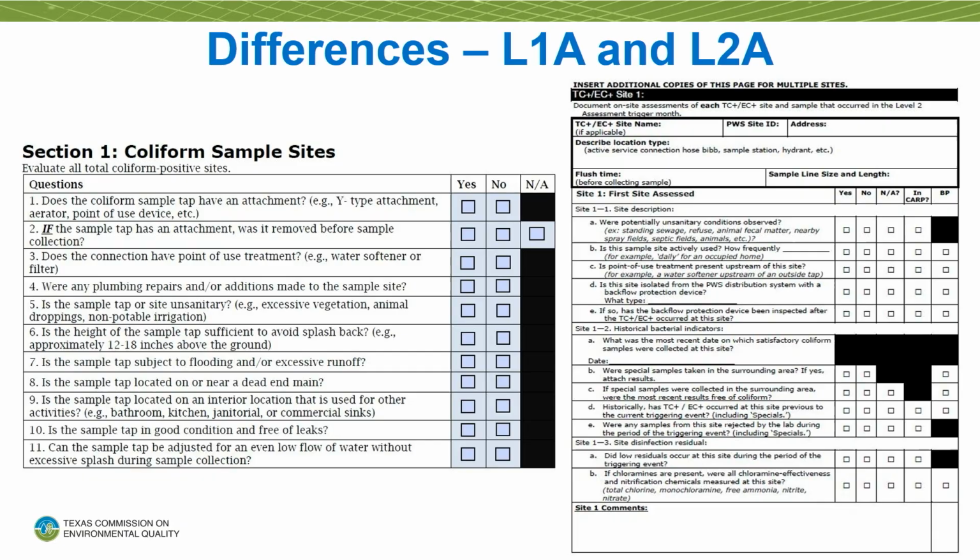I have one from someone online. Could you repeat the question? It's about slide 31, and asks about plumbing work. The question is whether that's before the TC plus or in response to the TC plus. Oh, so in the assessment, we're trying to identify the cause of positive samples, so it would be related to that positive event. I hope that answers the question. Thank you.